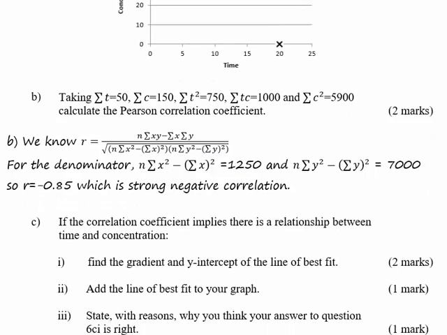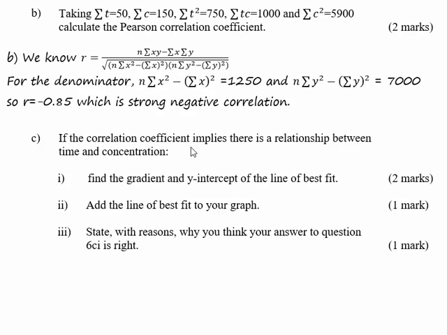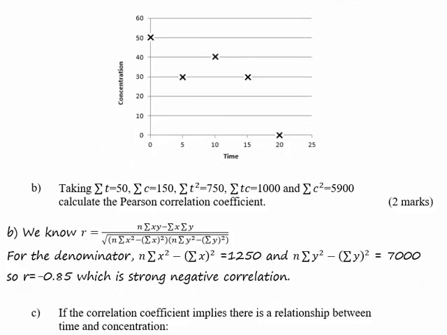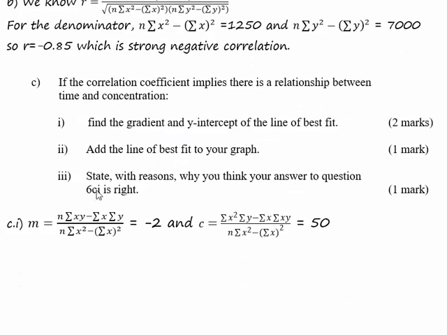Part C. If the correlation coefficient implies there is a relationship, which there is, find the gradient and intercept of the line of best fit. Okay, we go back to the formula sheet where we find the gradient is given by this. Notice the denominator. The y-intercept is given by this expression. Again, notice the denominator. We've already calculated that. So putting the values in, we get the gradient is equal to minus 2 and the y-intercept is equal to 50.